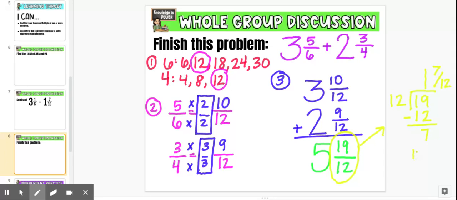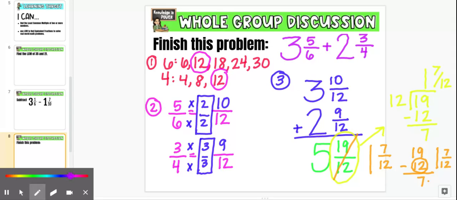Another way to do that would be to say 19, and I'm going to change the color just so you can see that's different. Would be 19 minus 12, and you get 7, and you can't take away another 12, so you get 1, and your remainder is your new numerator, and denominator stays the same. Now, ultimately, you get the same answer. So this is no longer 19/12. It's 1 and 7/12. But again, it looks like I'm done, but I'm not.